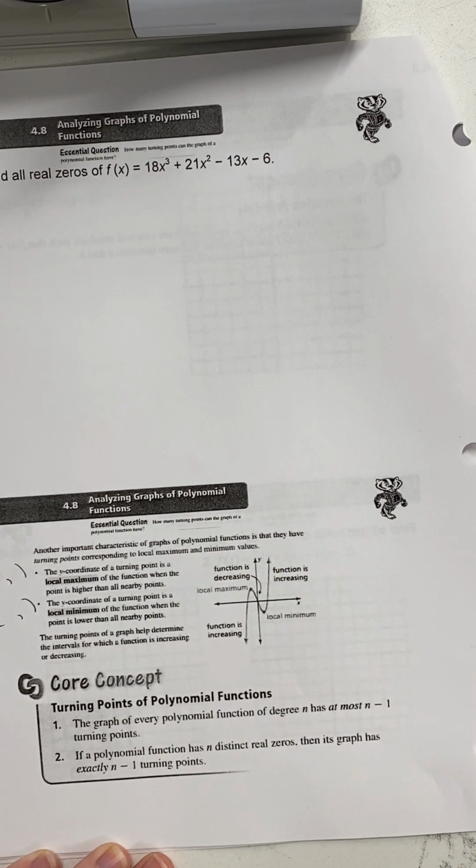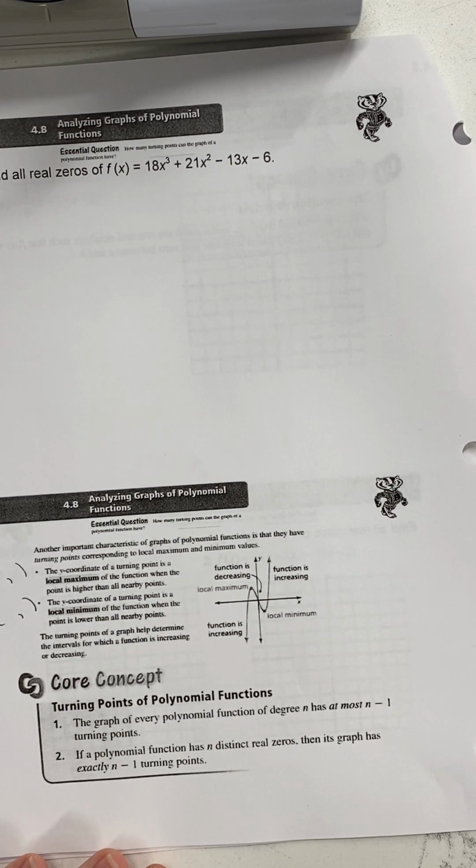So a local maximum is just the top of a hill. It's not the top of a mountain, the highest point on earth. It's just the top of the hill, highest point around. And then our local minimum is the bottom of a valley. It's the bottom, the lowest point around.